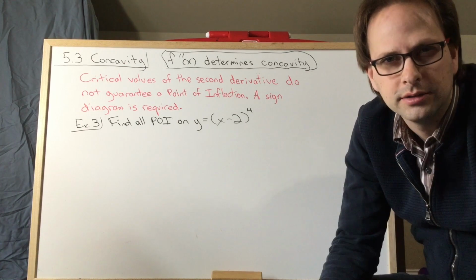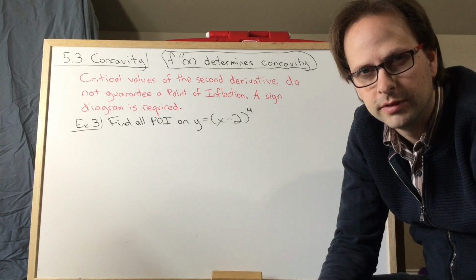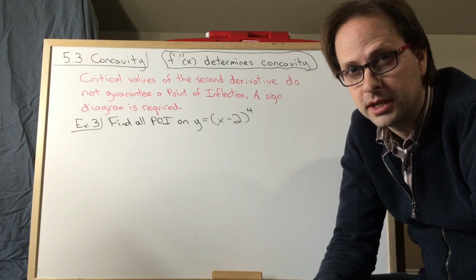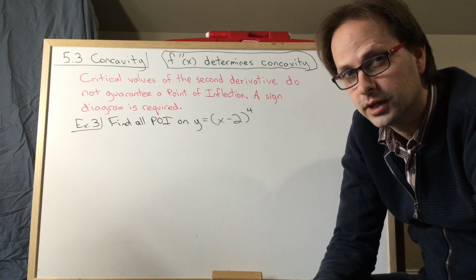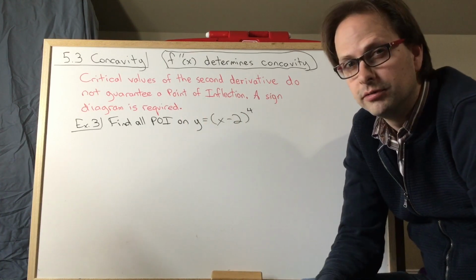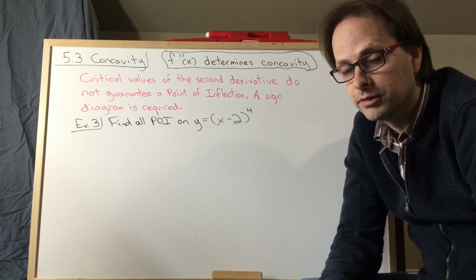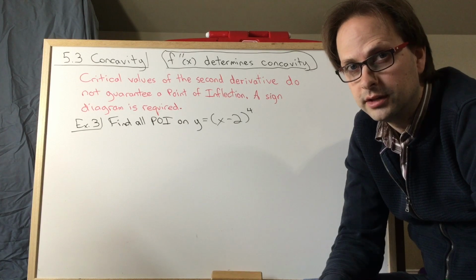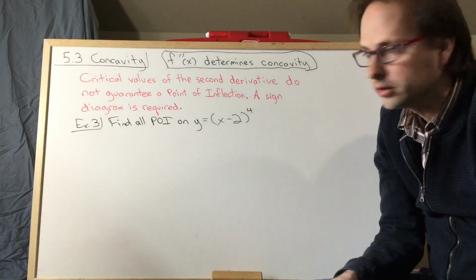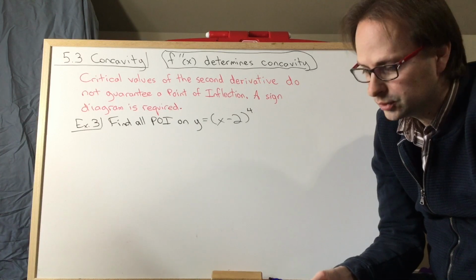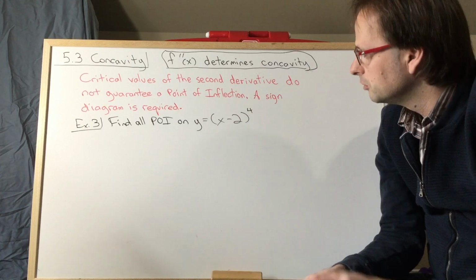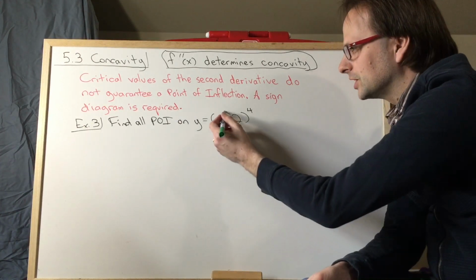Now we know how to hunt down critical values of the second derivative and find points of inflection. There are just a couple of nitpicky points that I want to take a second just to look at. And one of those is that critical values of the second derivative do not guarantee a point of inflection. You still need a sign diagram. So if I have a function like this, x minus 2 all to the 4, I can differentiate it twice, no big deal. So here comes the first derivative. Oh, before we go to the first derivative, check it out.